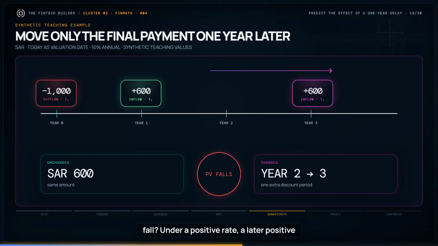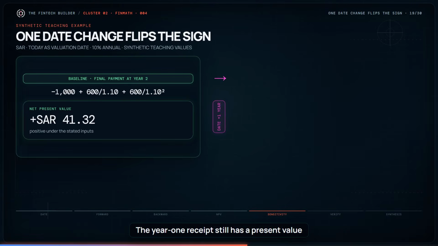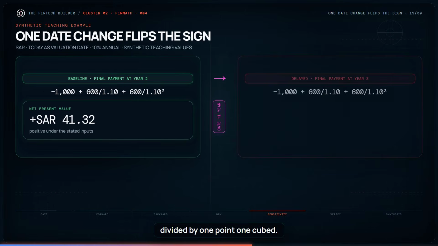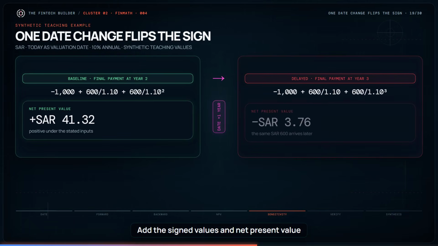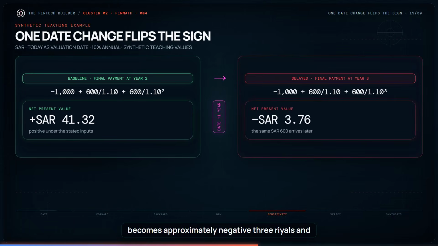Under a positive rate, a later positive payment normally has a smaller present value because it must travel backward through one additional discount period. The year 1 receipt still has a present value of approximately 545 rials and 45 halalas, but the delayed receipt is now divided by 1.1 cubed. Its present value falls to approximately 450 rials and 79 halalas. Add the signed values and net present value becomes approximately negative 3 rials and 76 halalas.